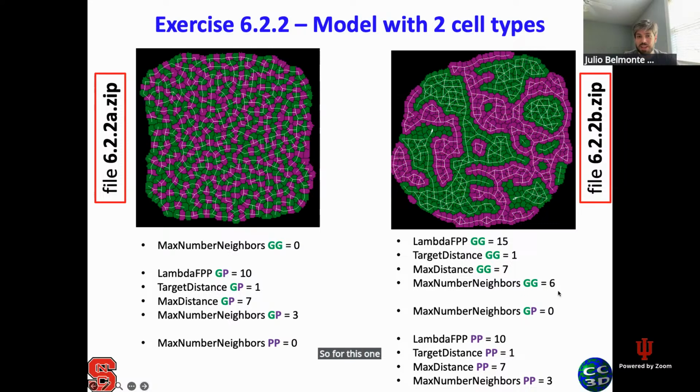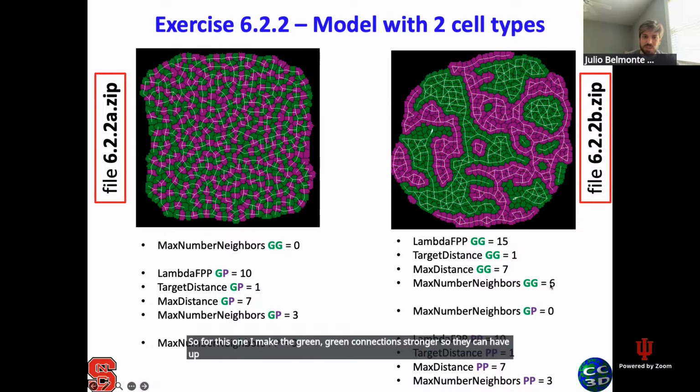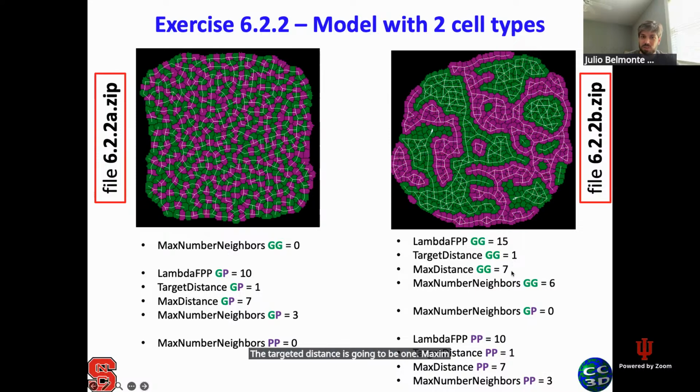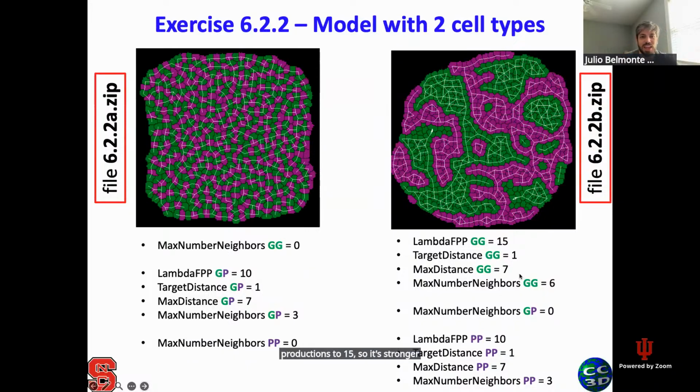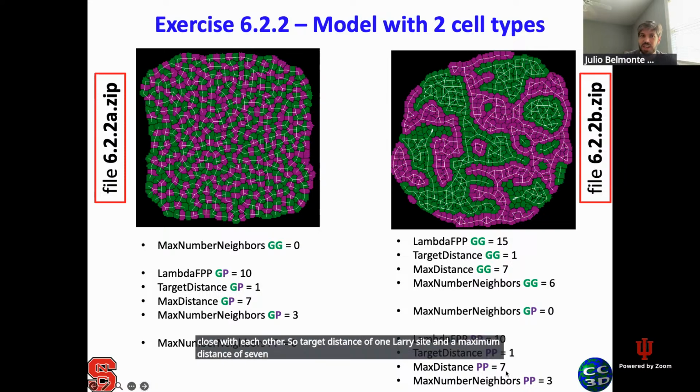For this one, I make the green connections stronger, so they can have up to 6 neighbors. The target distance is going to be 1. Maximum distance is going to be 7, so very dynamic links. And I increase the strength of the green-green connections to 15, so it's stronger. And the purple, I kept the strength as it is. Also, they want to connect close to each other, so a target distance of 1 lattice site and a maximum distance of 7. So again, very dynamic links. So it's very easy to break and create new ones.